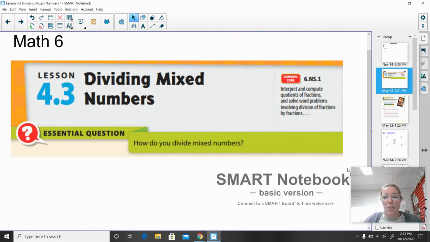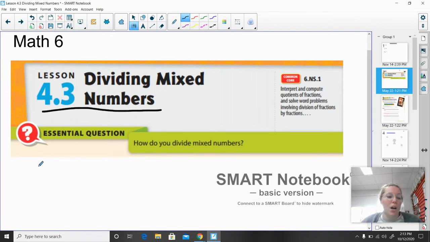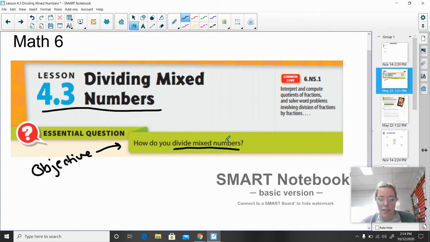Dividing mixed numbers is really no more difficult than multiplying fractions, multiplying mixed numbers, or dividing fractions. We just, again, have a little bit of an extra step. The title of your notes today should be lesson 4.3, dividing mixed numbers. Our objective is how do you divide mixed numbers? At the end of today's lesson, we should be able to answer that question. If we can answer this question, we have finished our objective.